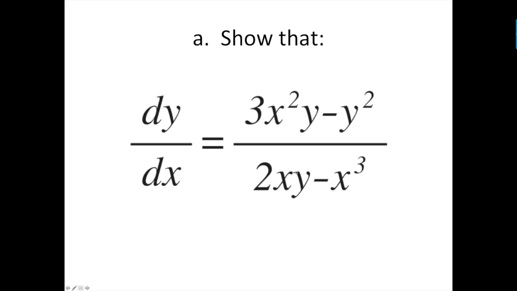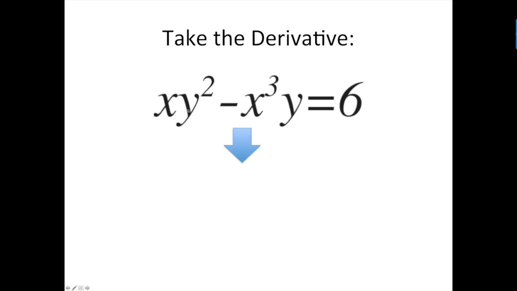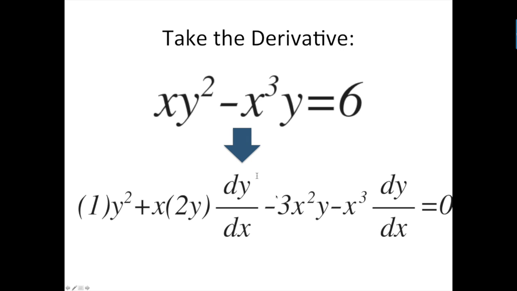Well, first things first, we have to look at the equation they gave us originally, and I'll pull it up right here. This is the equation that we had before: x times y squared minus x to the third y equals 6. With this equation, we need to take the derivative. In any case where we're looking for dy over dx, it's going to involve derivatives. So here, that's what we're going to do.